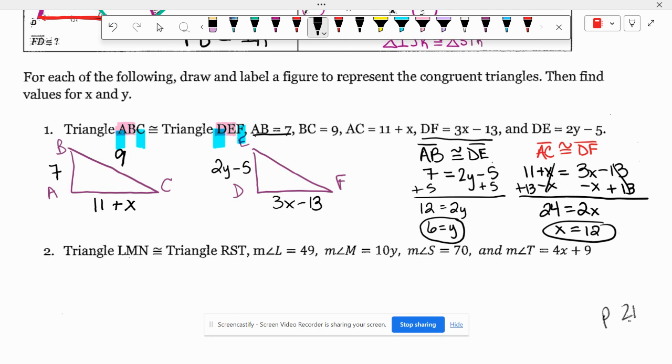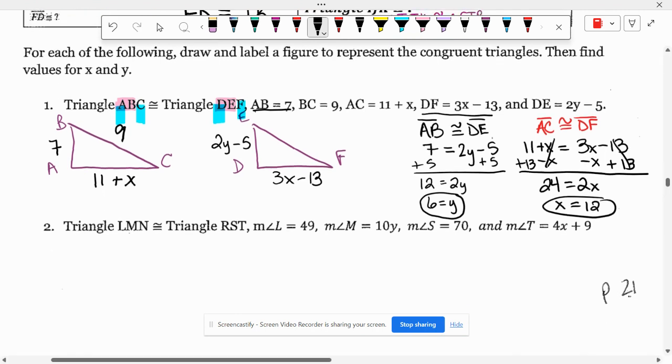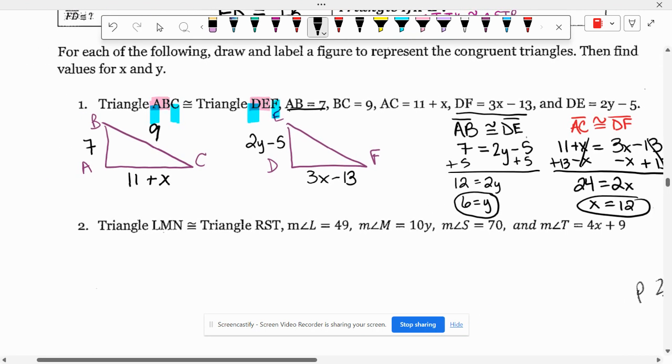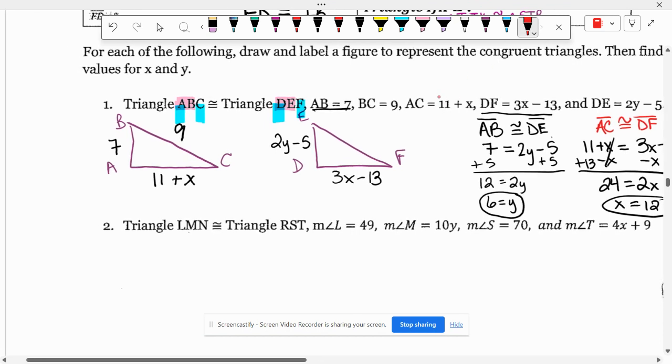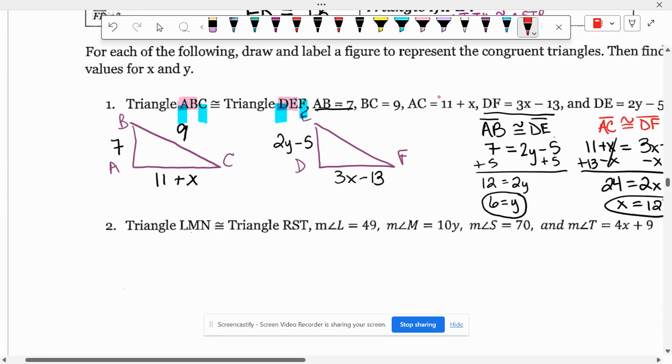Thoughts? How could you check? How could I check this? Yeah, plug the numbers in. 11 plus x, well, that's 11 plus 12. What is 11 plus 12? 23, okay. And 3 times 12 is 36 minus 13. What's 36 minus 13? 23. Those sides are actually equal to each other.